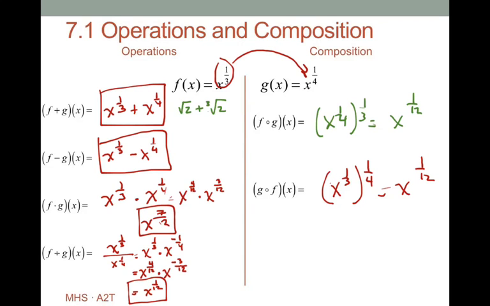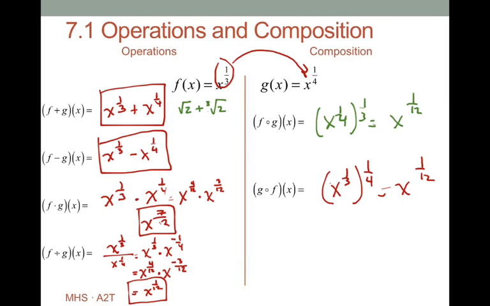Okay, we're back. So f plus g of x, you have two different fractional exponents, and they have the same base but different exponents, so you can't really add them together. So you have to leave them just as they are, x to the 1/3 plus x to the 1/4. Same thing with subtracting, you can't simplify that any further.